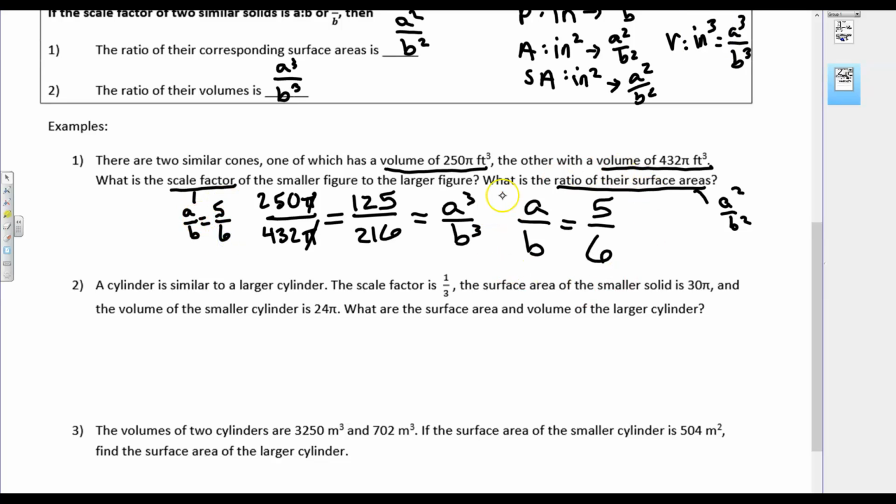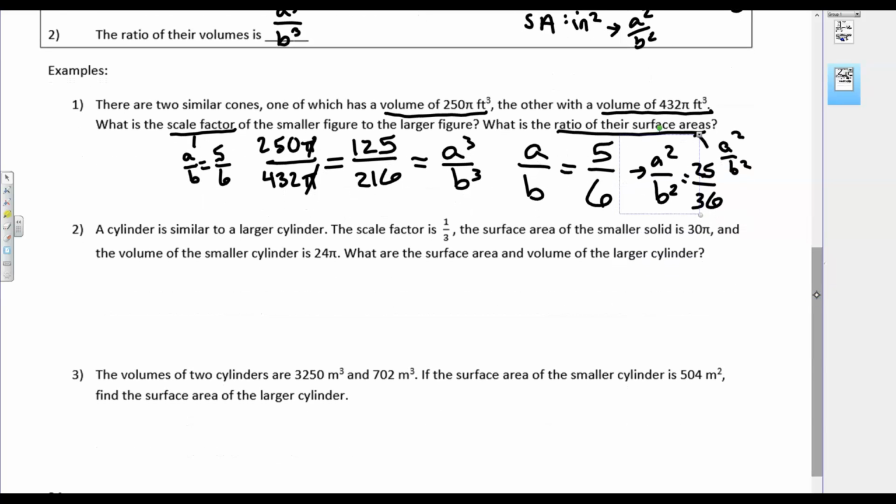And now that I have my scale factor, I can find the ratio for the surface areas. The ratio of the surface areas must be a squared over b squared, or 25 over 36. So that is my answer, the ratio of the surface areas. All right, let's do another problem.